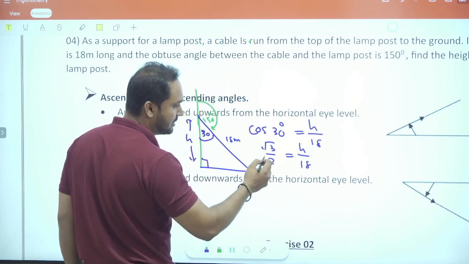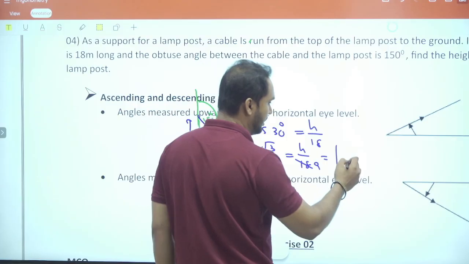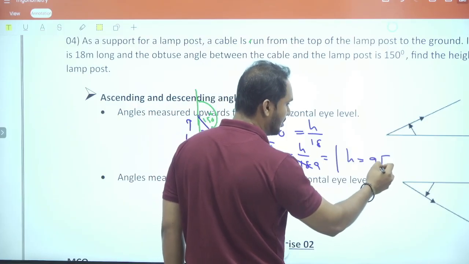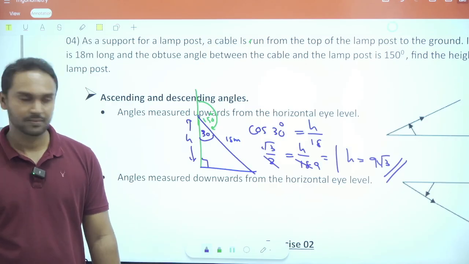Now you can simplify this here, right? 9. So that h will be what? h equals 9 root 3. Yes? Found the answer? Nice.